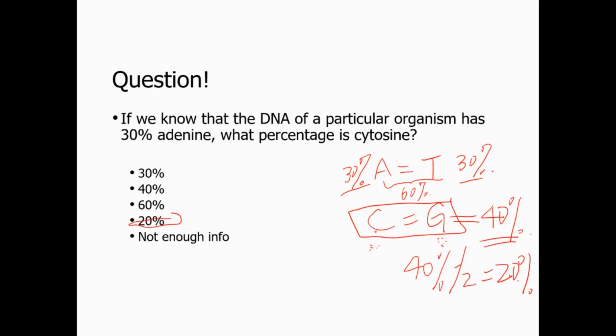Yeah, so I probably will have this question on the test, and this really tests your knowledge about base pairing. So A pairs with T and C with G.